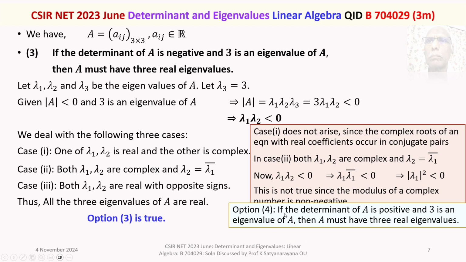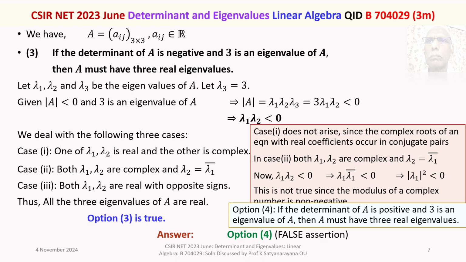What is that option 4? If the determinant of A is positive (in option 3 it is negative, in this case it is positive) and 3 is an eigenvalue of A, then A must have 3 real eigenvalues. This must be the false assertion. So the answer to this question is option 4, because we have to find an assertion which is false. That is the detailed discussion of the solution of this problem.